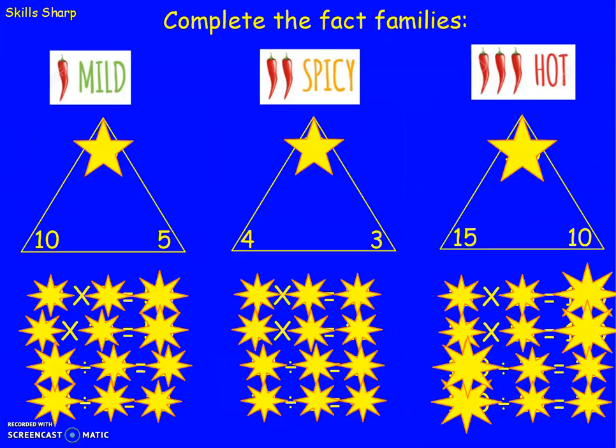Well done. The next challenge for you in your books, I want you to have a go at completing the fact families. We're really good at doing these now. I don't even have to explain them to you. Okay, so for mild, you've got 10 and 5, spicy 4 and 3, hot 15 and 10. Wow. Okay, so 10 times 5 gives us 50.